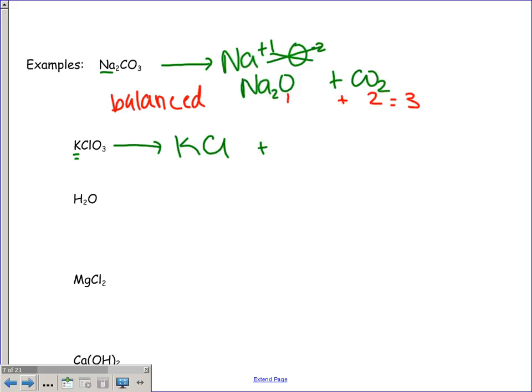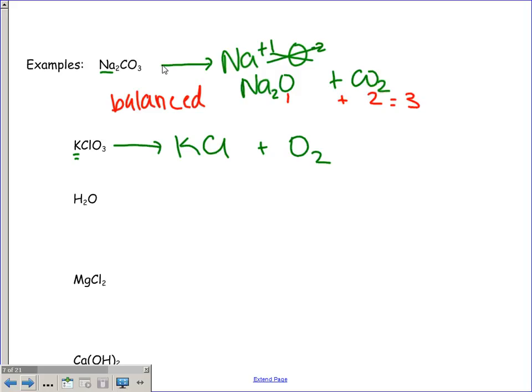The next product in every metallic chlorate is going to be oxygen gas. Now, oxygen gas is written as O2 because oxygen is a diatomic molecule. It only exists bonded together. Therefore, I have to put that 2. It has nothing to do with the charge of oxygen. Now I'm going to balance.